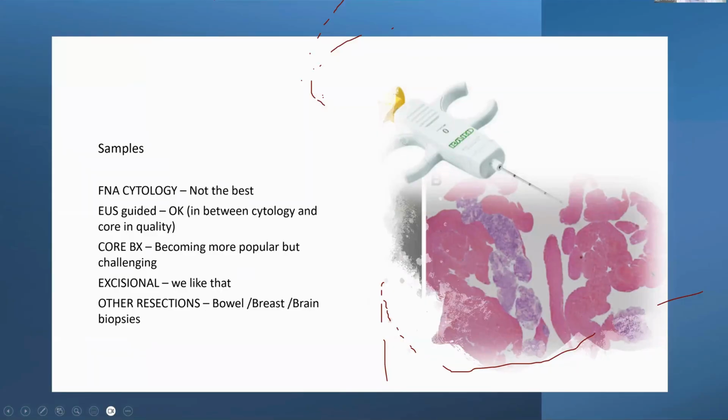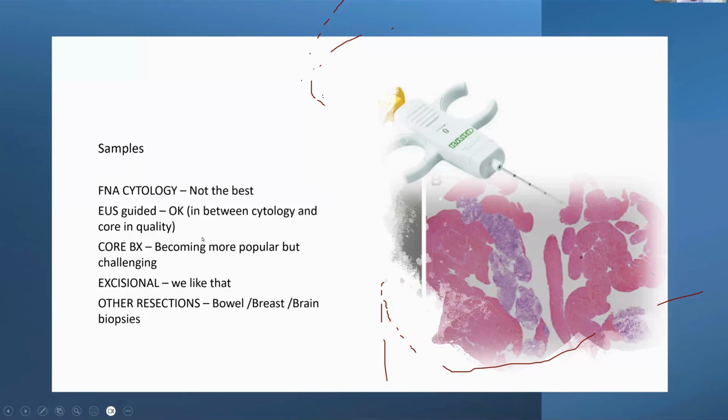The samples that we get in a lymph node, if you are in a service that will receive hematopathology, you will receive lots of samples, either an FNA cytology, but it's not the best in assessing lymphomas. We're just lacking the architecture that we see in usual lymphoma. There is an EUS guided biopsy that's okay, but it's in between cytology and core biopsy in quality.